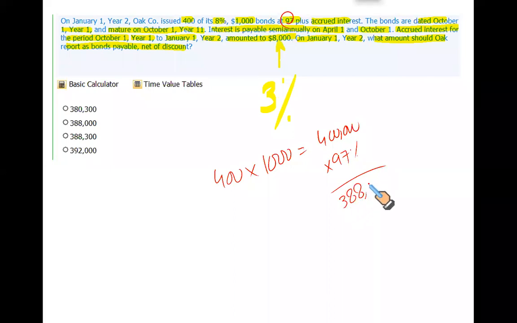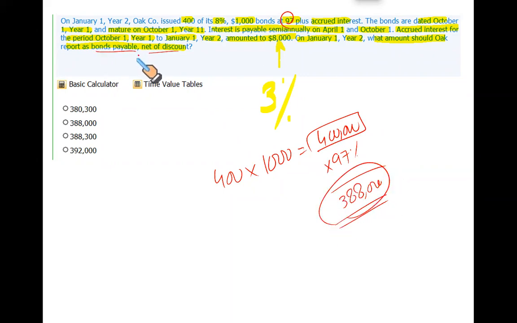We don't have to calculate interest. We just have to see what is the bond payable net of discount. So this is the par of the bond, and this is the discount. 3% of 400,000 is 12,000. So $400,000 less 12,000 is the bond payable net of discount. If you ask me what is the bond payable, it is $400,000. Net of discount means net of 3%, that is 12,000, gives you 388. So this amount is what you call the bond payable net of discount. So that makes B the correct option.